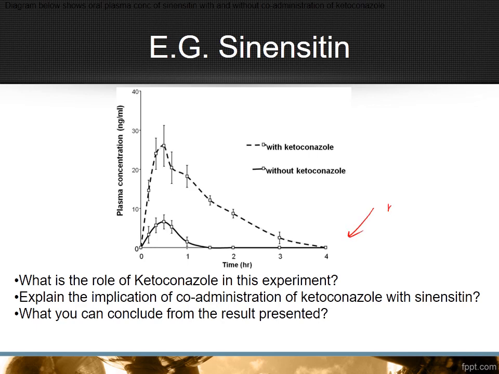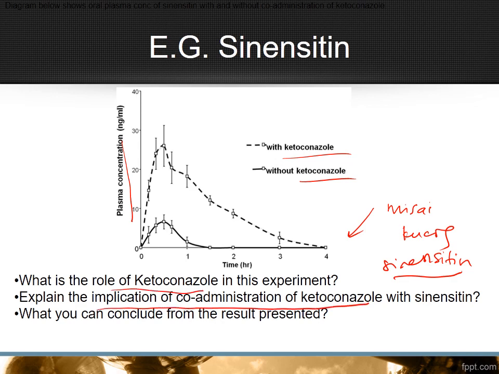So this is the example of drugs, I think it's the midazolam, sinecertin, that is co-administered with ketoconazole, and it will change the plasma concentration of sinecertin. So what is the role of ketoconazole in this experiment, what is the implication of the co-administration of ketoconazole, and what can you conclude from the result presented? So have a thought on this graph, and we shall discuss in the class. So see you later.